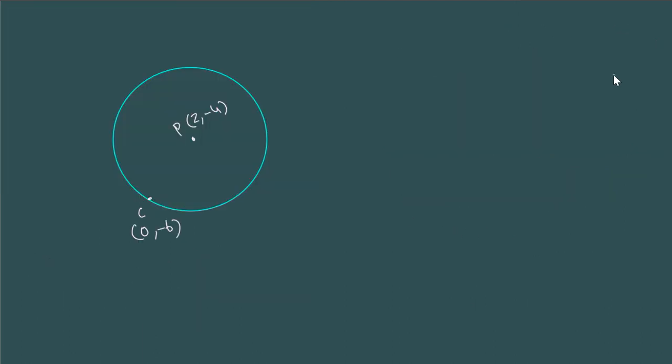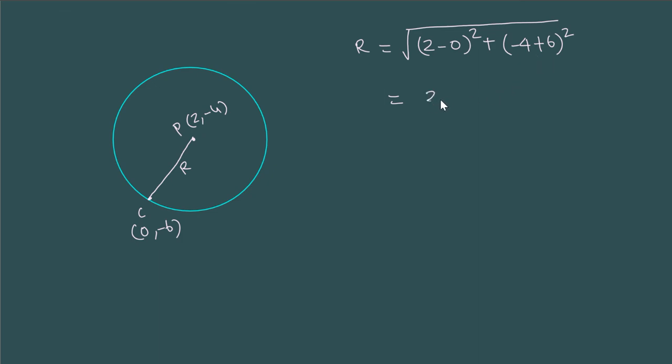So I have put the coordinates here, and then let's get the radius first. Use the distance formula to get the radius. So just square root of the difference of x coordinates, 2 minus 0 whole square, plus minus 4 minus 6, so that is plus 6 whole square. So what is the radius here? I think this is 2 square, 4, plus another 4, 8. So we end up having 2 root 2.